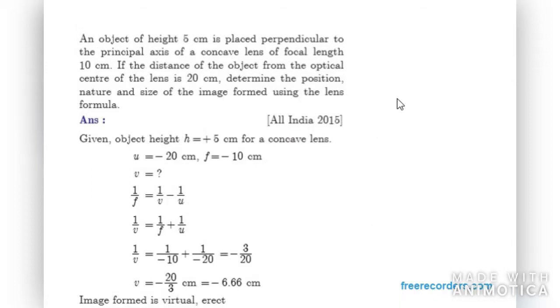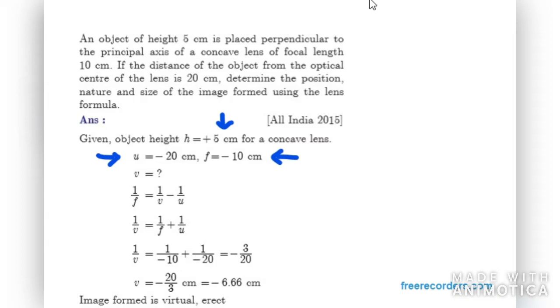Moving on to next, it says an object of height 5 cm is placed perpendicular to the principal axis of a concave lens of focal length 10 cm. So in this case, height is given, that is plus 5 cm. Then it says the focal length is 10 cm, that means negative 10 cm in the case of concave lens. Now moving on, it says if the distance of the object from the optical center of the lens is 20 centimeter, that means U is given, that is minus 20. Determine the position, nature and size of the image formed using the lens formula.